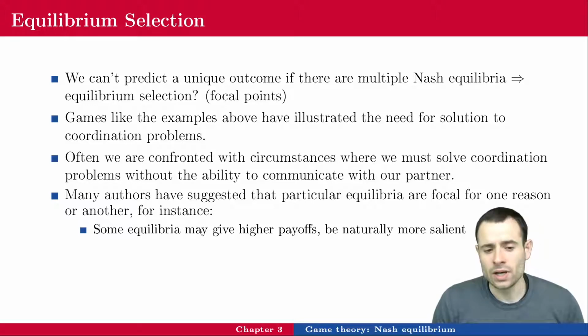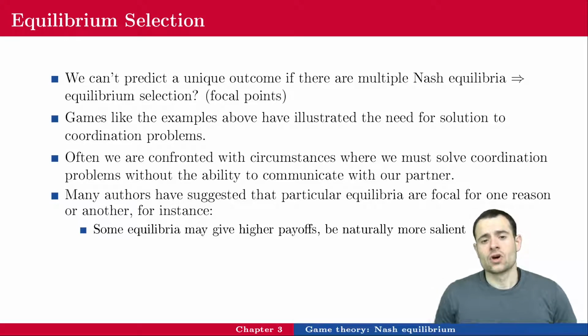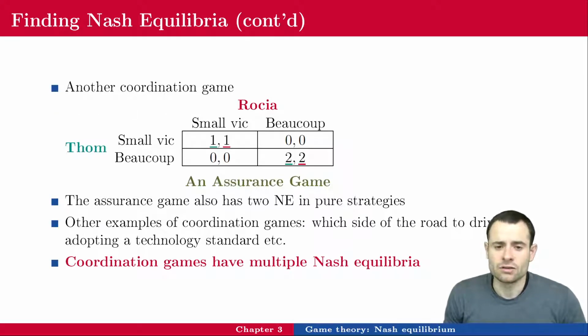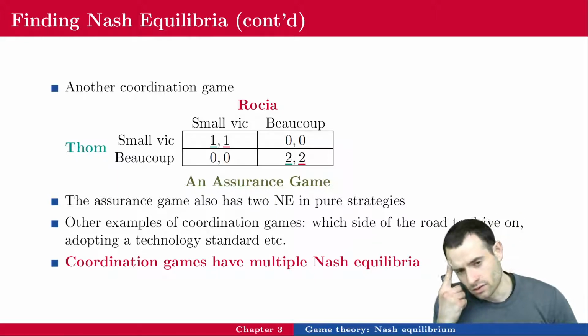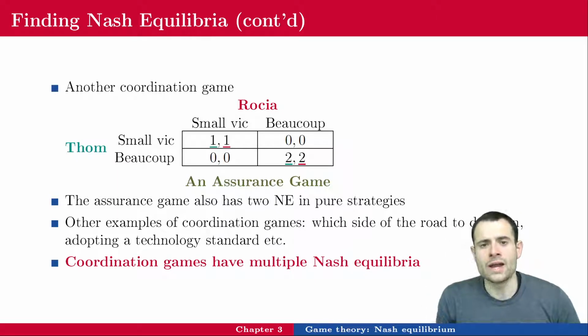For instance, some equilibria may give higher payoffs. So, the one I gave you above, here, naturally, Beaucoup is a Nash equilibrium which is more likely to happen than Small Victory. In fact, in a game like this, players have a higher chance of coordinating because if they look at the payoff matrix, they can think, well, the other player prefers to go to Beaucoup and I also like Beaucoup. So I can imagine that he's going to think the same way. And so if I go to Beaucoup, I'm pretty sure I'm going to meet him there.